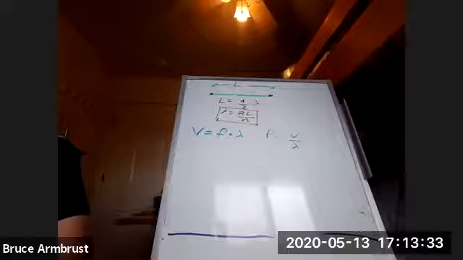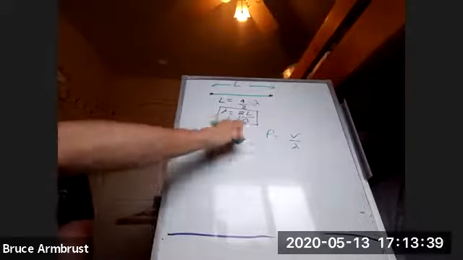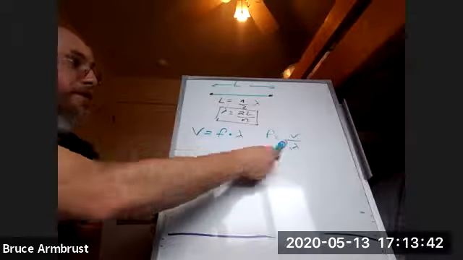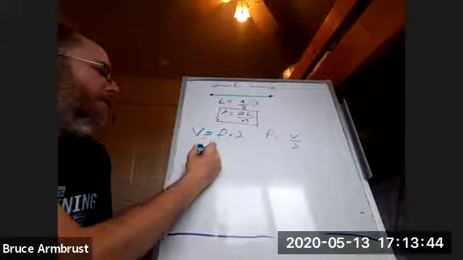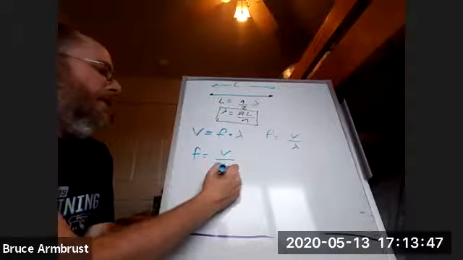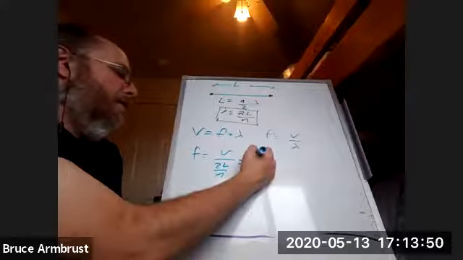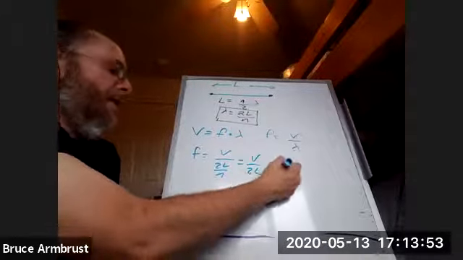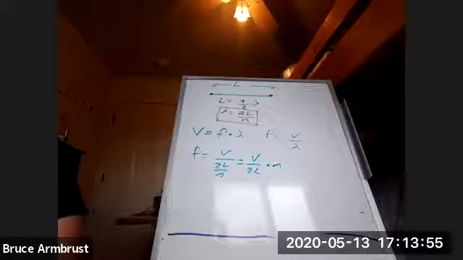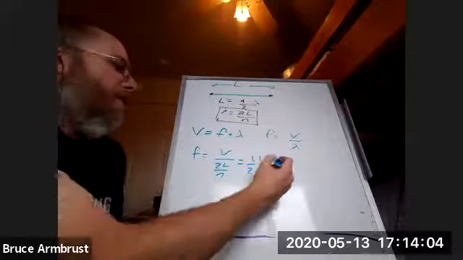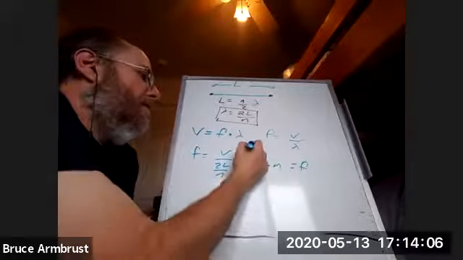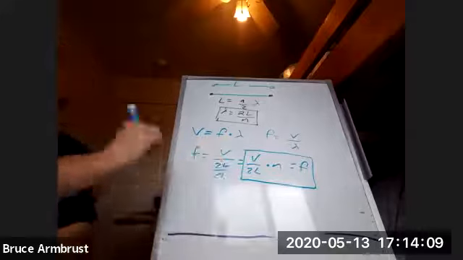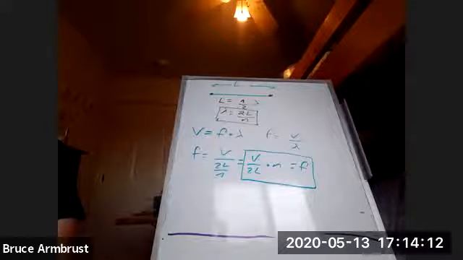So let's look at the different possible frequencies we can get. All we've got to do is plug this lambda into this formula. So we're going to get potential frequencies of V over 2L over N, or V over 2L times N if you invert and multiply. So these are our potential frequencies, and that's going to correspond to the sound that you hear.